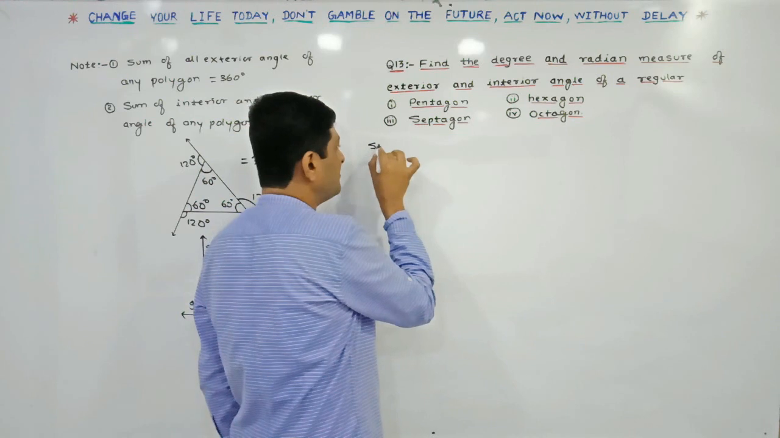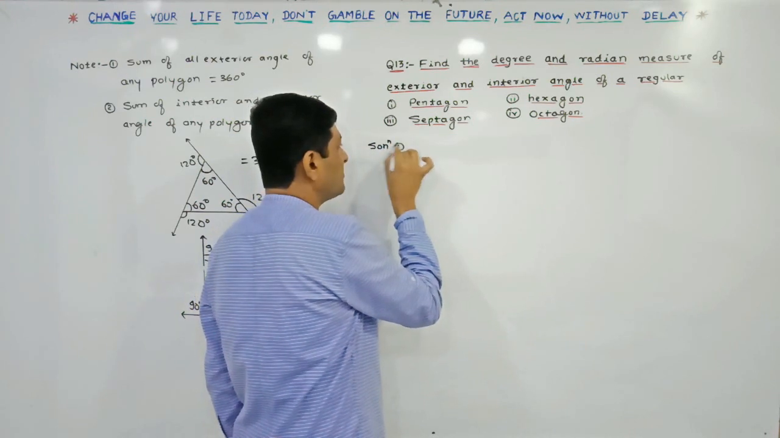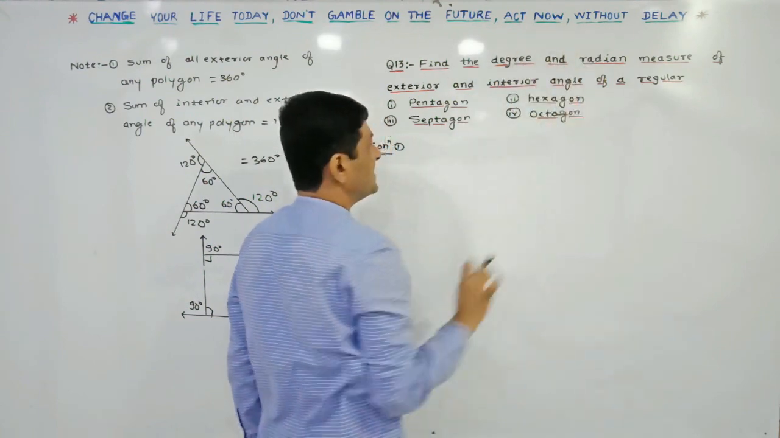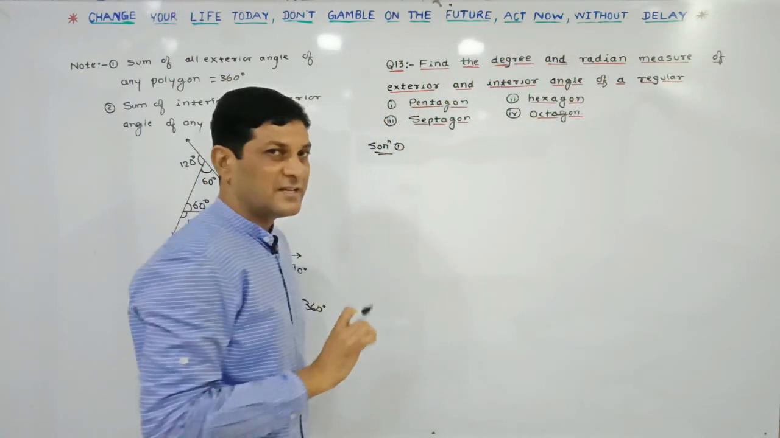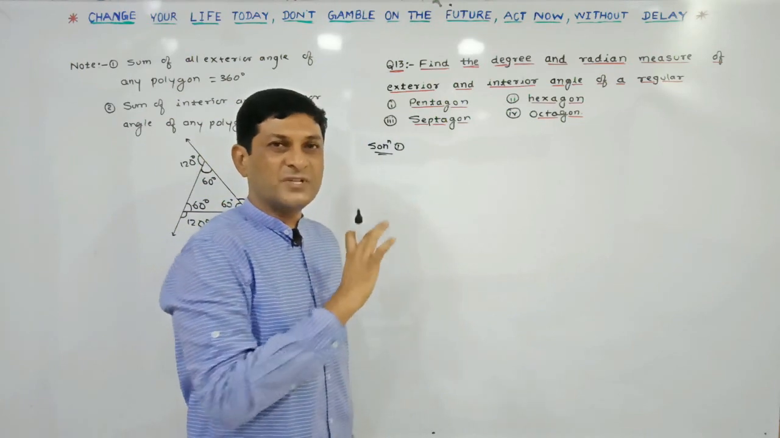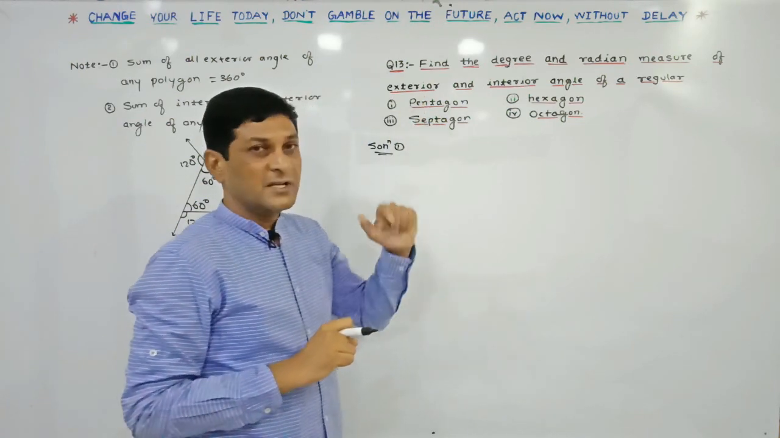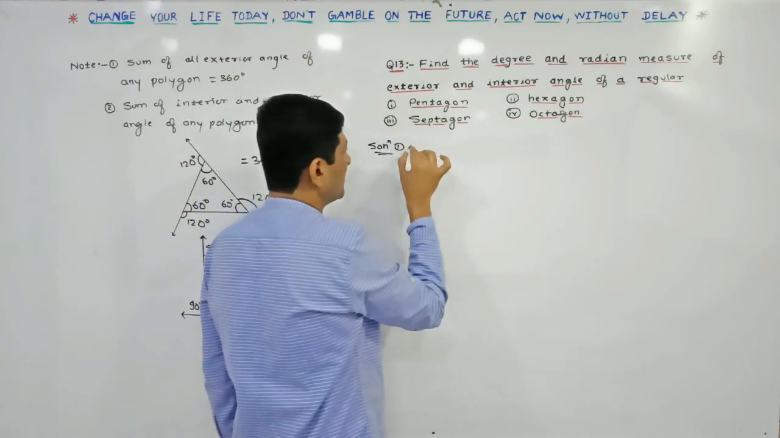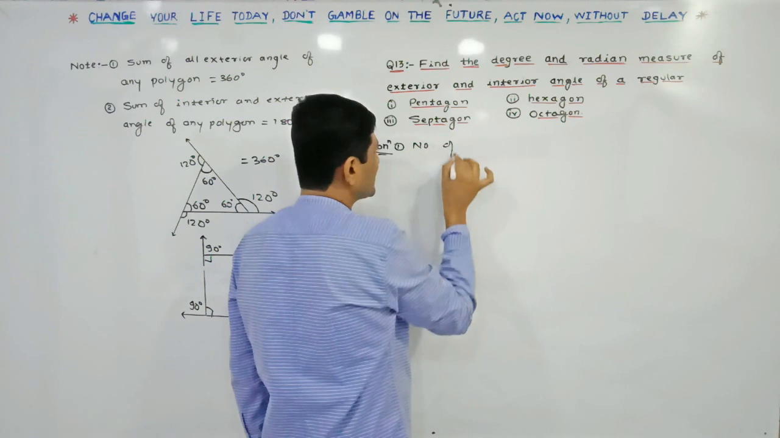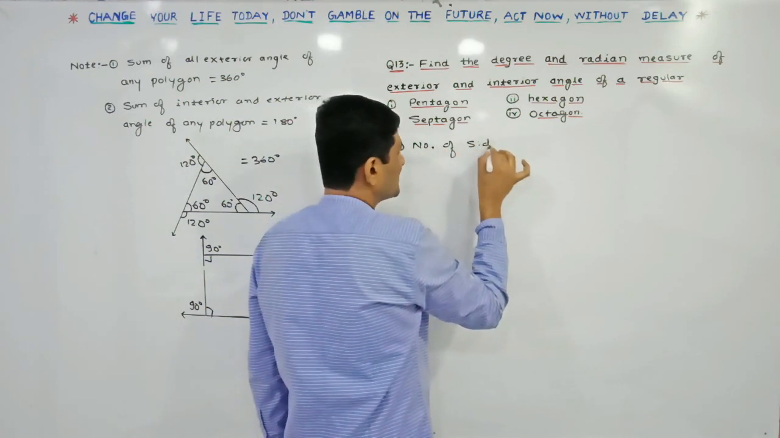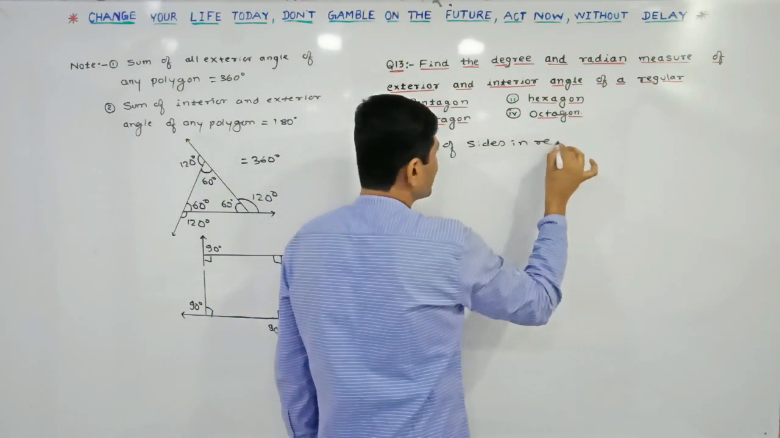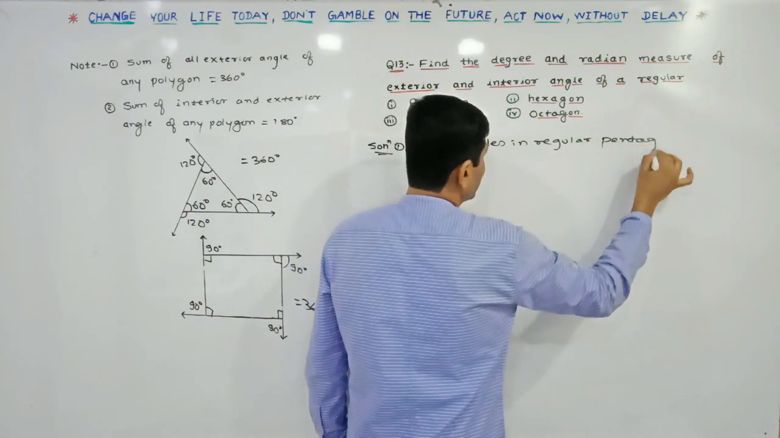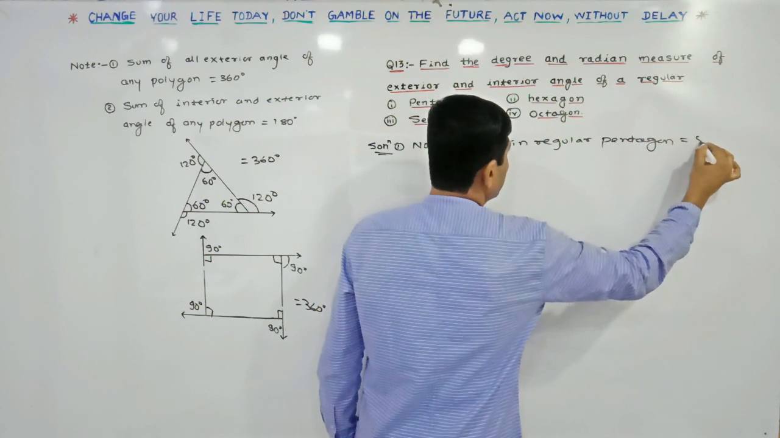In every example we have to find out the measure of what? The exterior angle and interior angle, in degrees and also in radians. First we are finding the interior angle and exterior angle of which regular polygon? Pentagon. So first we are discussing the number of sides in a regular pentagon. So the number of sides in a regular pentagon is equal to, how many sides are there in a pentagon?